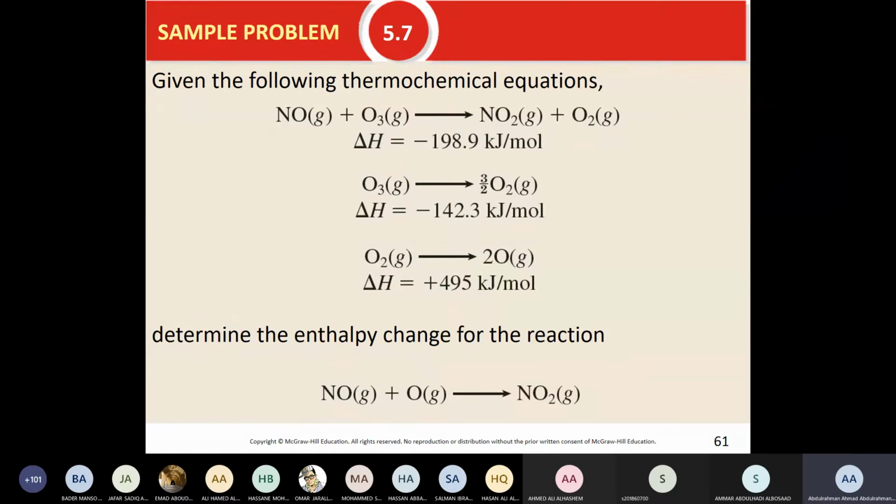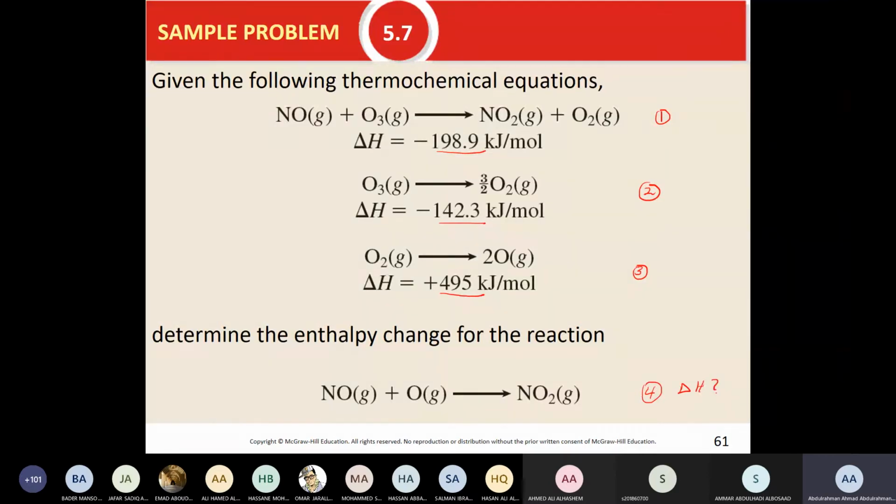And instead, I'll call this one reaction 1, reaction 2, reaction 3. In reaction 1, reaction 2, and reaction 3, I have these 3 reactions, and I know the heat of each: the heat of the first reaction, the heat of the second reaction, and the heat of the third reaction. And I want to calculate the heat of this reaction down here. I don't know delta H for reaction 4, and I want to calculate it. What should I do?